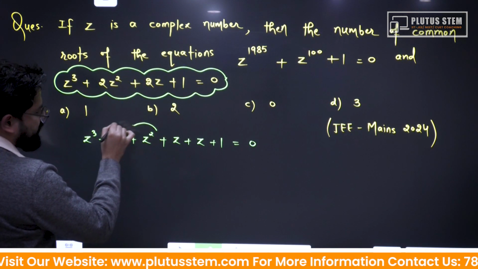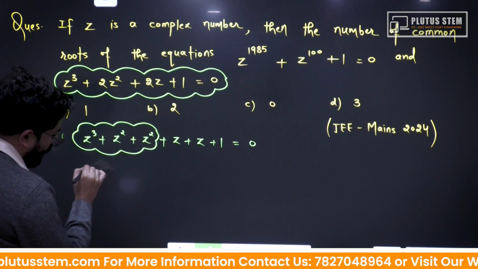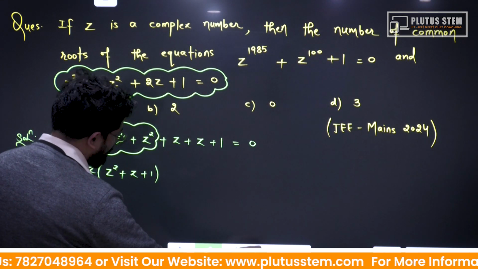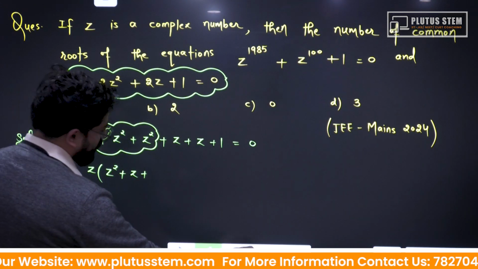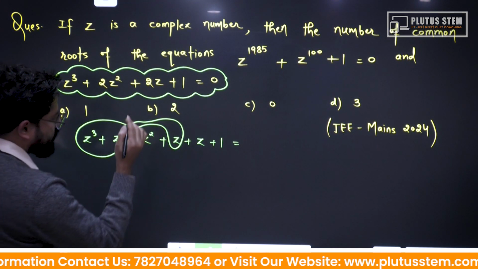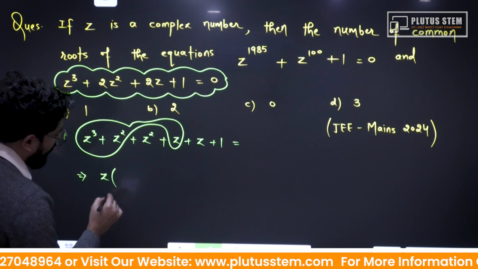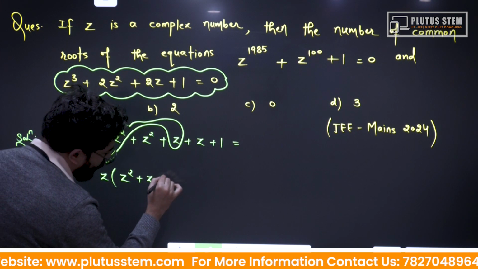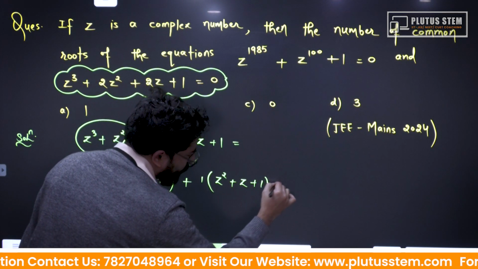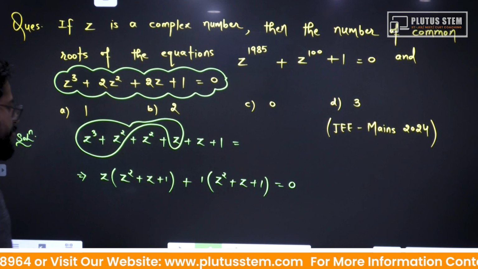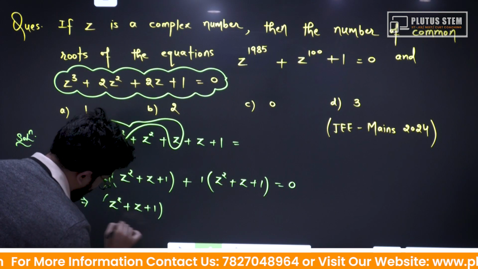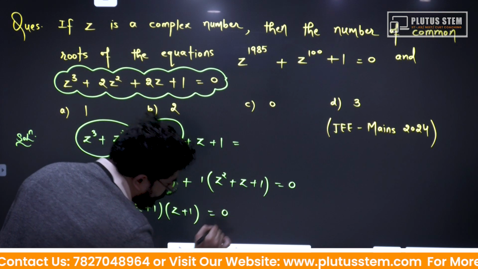Now taking z common from these three terms, we get z times z square plus z plus 1. The remaining terms are 1 times z square plus z plus 1, equal to 0. Now you can take z square plus z plus 1 common, and the remaining factor will be z plus 1, equal to 0.